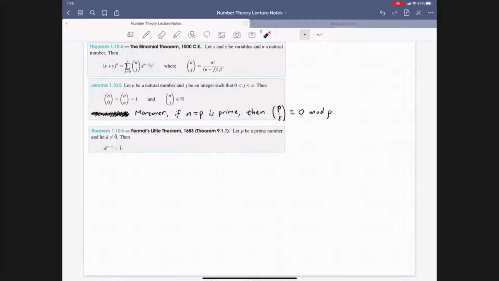And then I have the freshman's dream statement over here. If n is equal to p is prime, then p choose j is going to be congruent to 0 mod p. And so here I'm assuming that j is greater than 0 and is less than n. And so that's crucial.